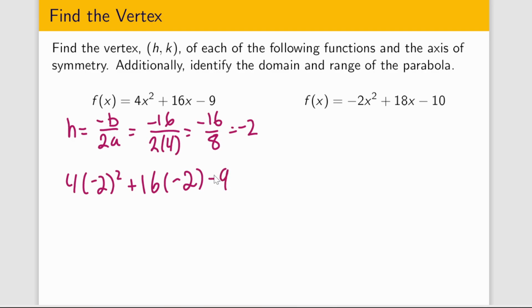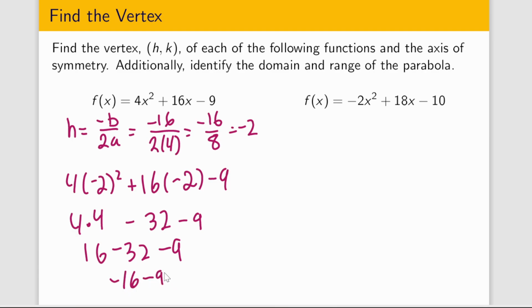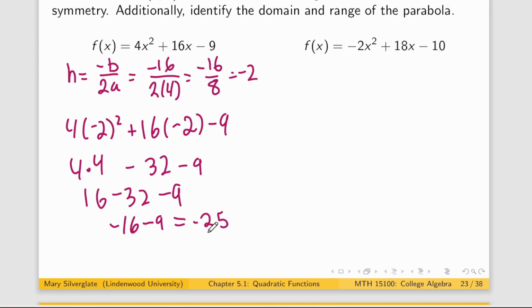Then I want to follow order of operations in order to simplify this. Negative 2 all squared gets us 4. 16 times negative 2 gets us negative 32. 4 times 4 is 16. 16 minus 32 is negative 16. Negative 16 minus 9 is negative 25. So our final vertex would be at negative 2, comma negative 25.